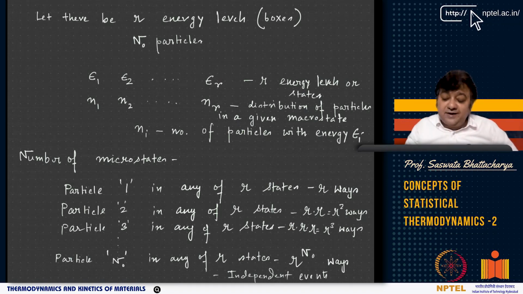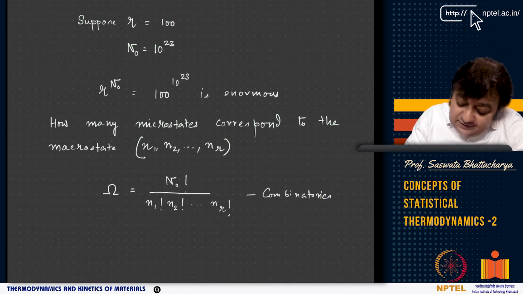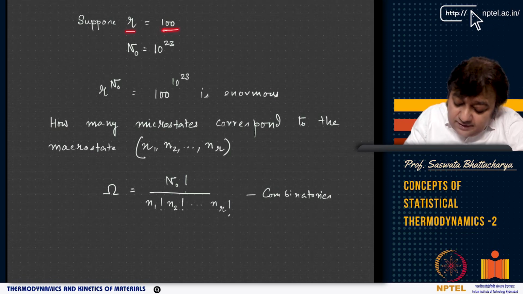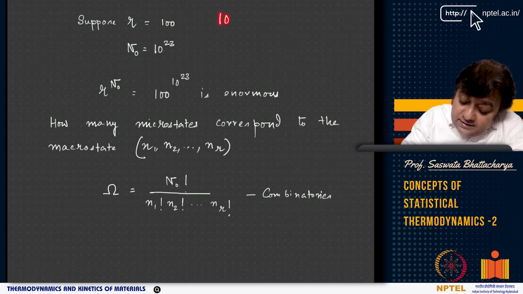So we have to find out how to calculate and how to understand these quantities that we derive from this description of a large number of particles and this large number of energy levels, and how to look at these configurations and how to interpret them. So let us go ahead. So for example, we can think of R equal to 100, so 100 energy levels.